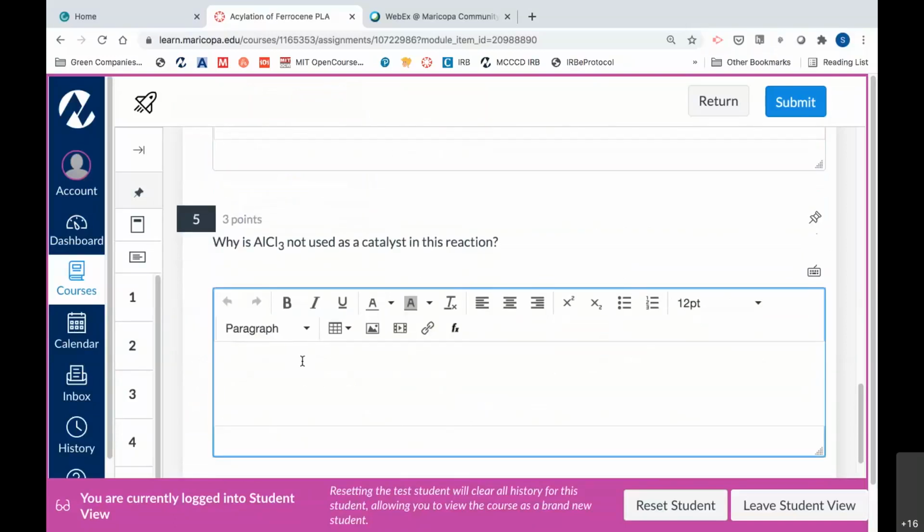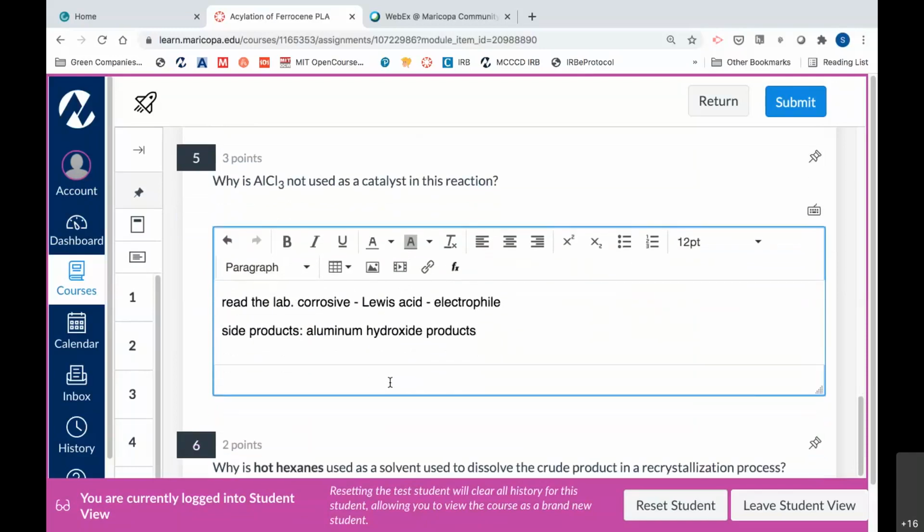So you can explain why aluminum chloride is not used as a catalyst. So please read the lab. I explained this in detail in the lab procedure. Aluminum chloride is corrosive, and the reason it's corrosive is that it's less than an octet. It's a very strong Lewis acid, not just a Lewis acid. It's very electrophilic in nature. And apart from that, you also get side products from this aluminum compound, which are very corrosive aluminum hydroxide products. And then you have to deal with the cleanup of those side products as well. All of this is explained very clearly in the lab procedure, so you could take a lot of information from there.